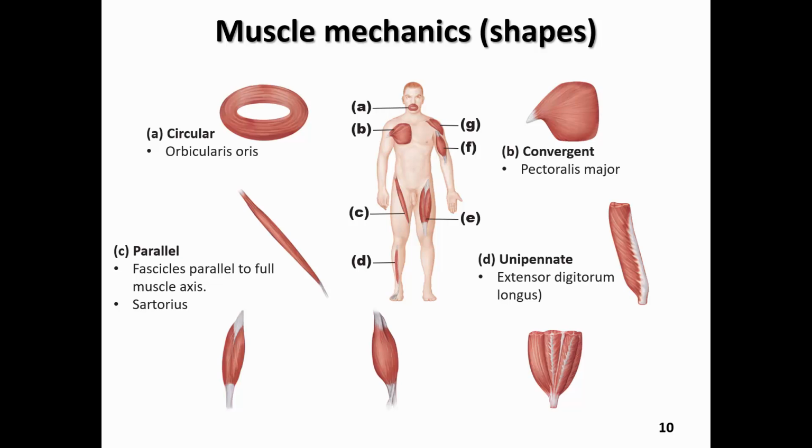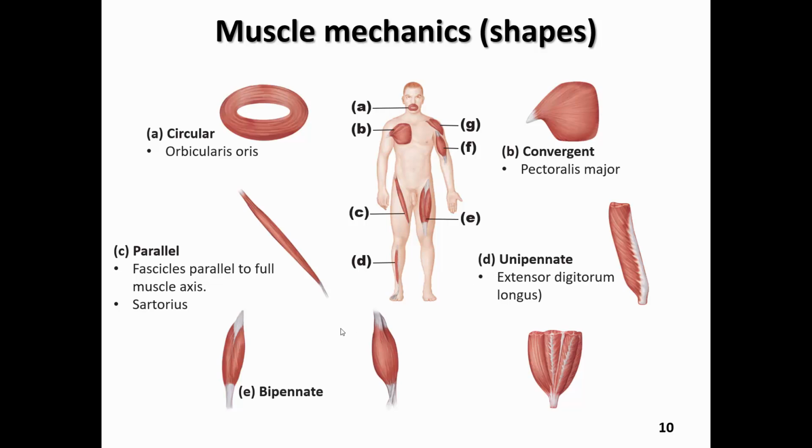We take a look at D. We have what are called unipennate muscles, and the extensor digitorum longus that we'll cover a little bit later in this unit, highlighted here on the anterior side of the lower leg. We have muscle fibers that are aligned at an angle to the full length of the muscle. So if you imagine the full length of the muscle, proximal to distal, the actual muscle fibers are aligned at an angle to the long axis.